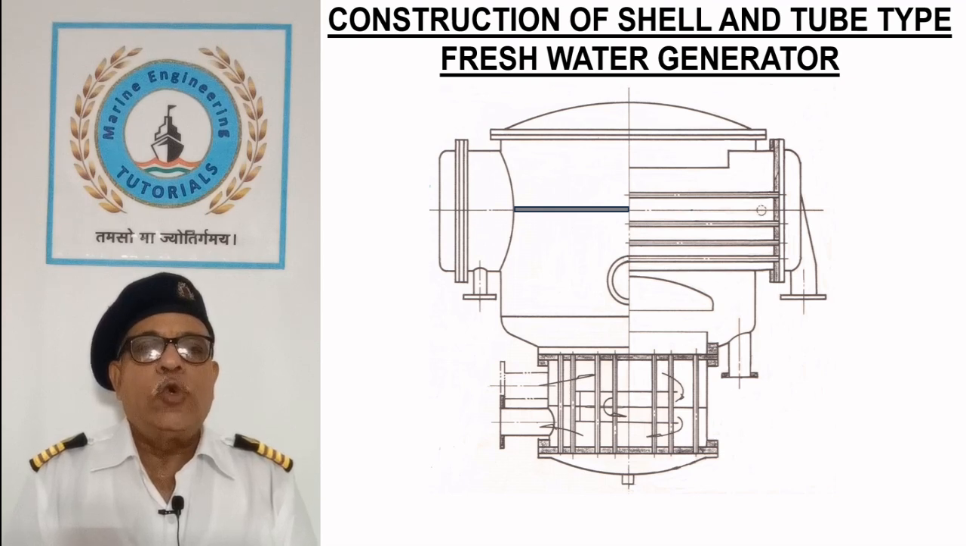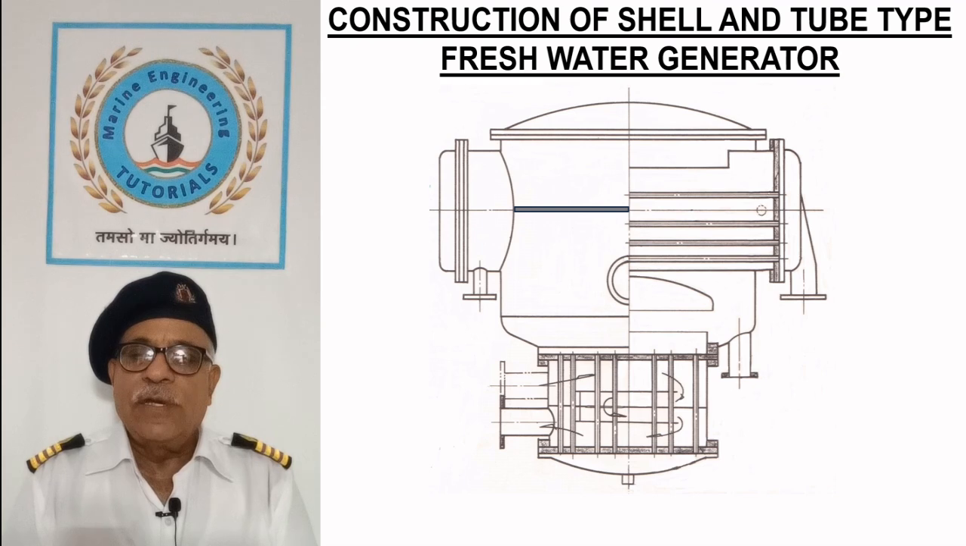Construction of shell and tube type freshwater generator. This sketch shows the construction of a shell and tube type freshwater generator which is used on motor ships. It uses the principle of flash evaporation and utilizes the waste heat of the propulsion engine contained in the jacket cooling water for evaporation of seawater.